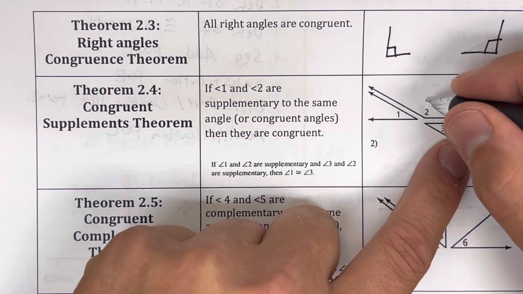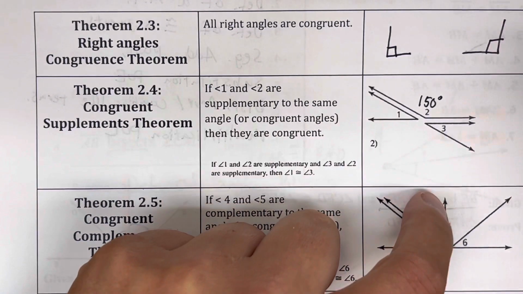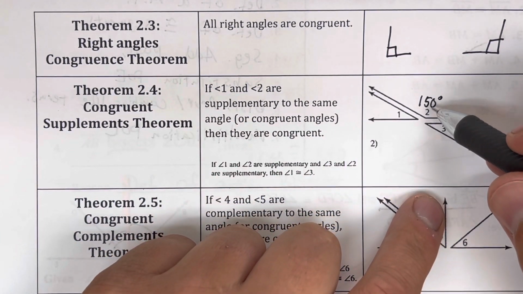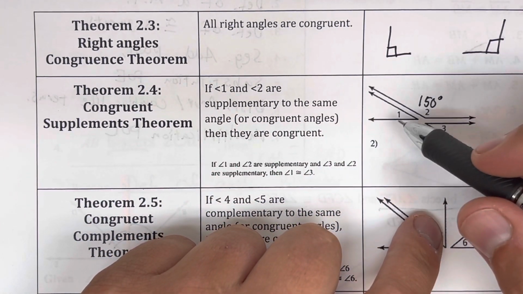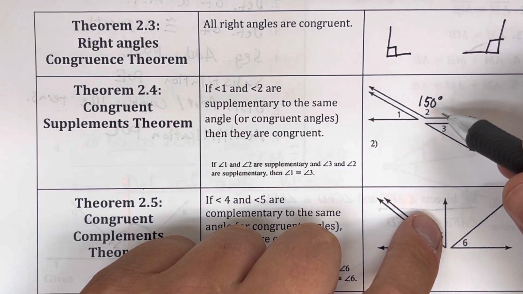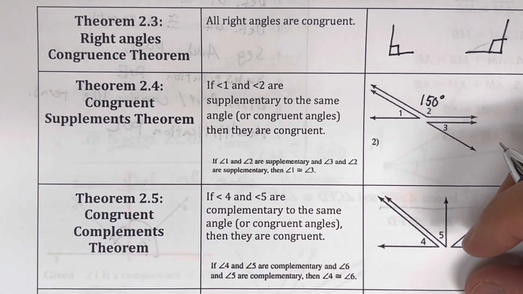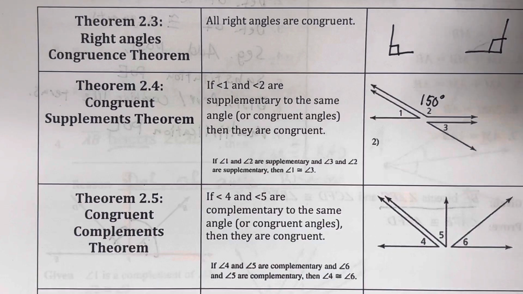So let's just say, for instance, that this is 150 degrees. If angle 2 were 150 degrees, that would mean it's supplementary with angle 1, so 1 would have to be 30. 3 would also have to be 30 because it's supplementary with angle 2 as well. So that's kind of what we got going on there. It's a nice little shortcut. If you see it, you can use it.